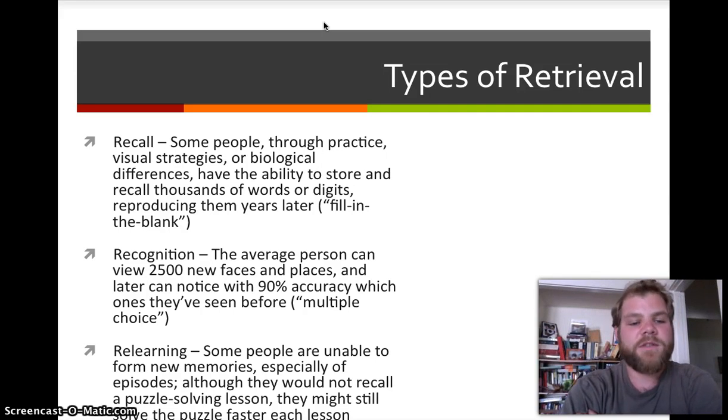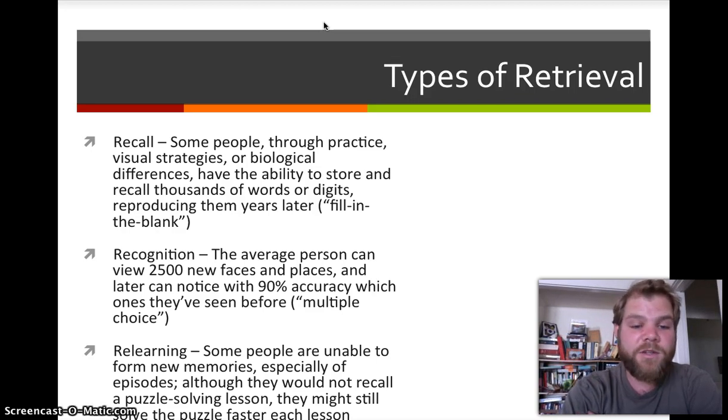Recognition is a little bit different. This is like the multiple choice, where you're choosing from a bunch of different selections. We demonstrated this in the 7 Dwarfs activity. The average person can view 2,500 new faces and places, and later can notice with 90% accuracy which ones they've seen before. Once you've seen it before, or you have them in front of you to choose from, I think it's a bit easier. But nonetheless, these are different types of retrieval.